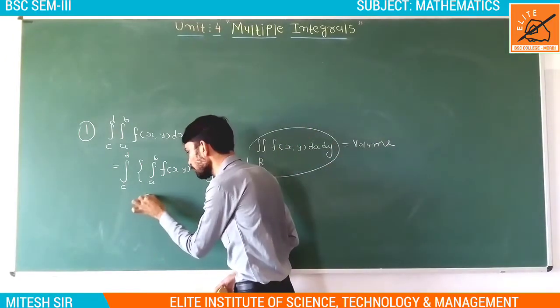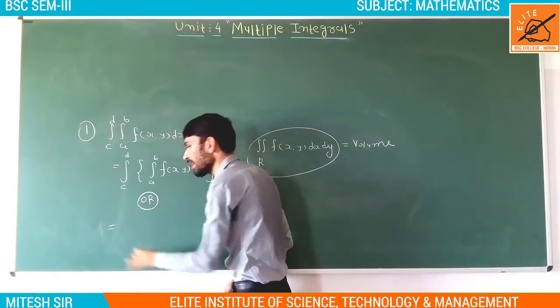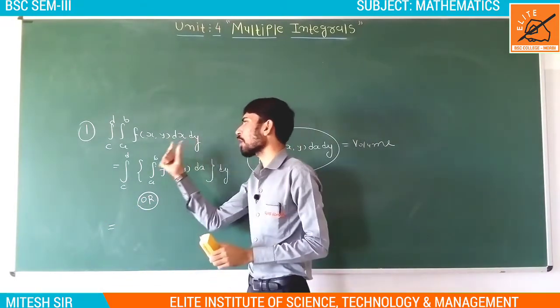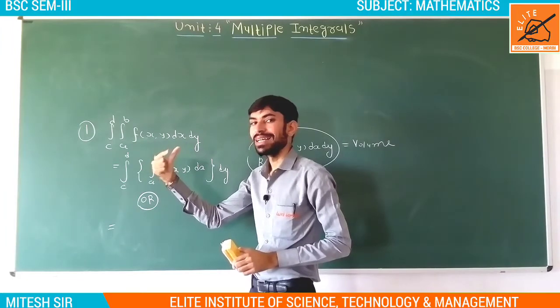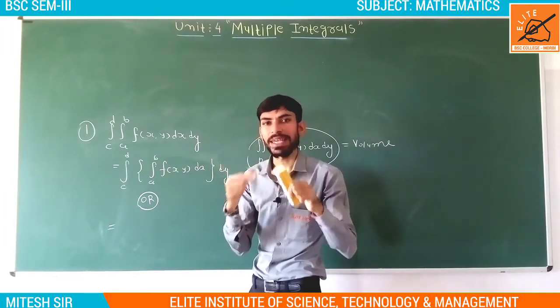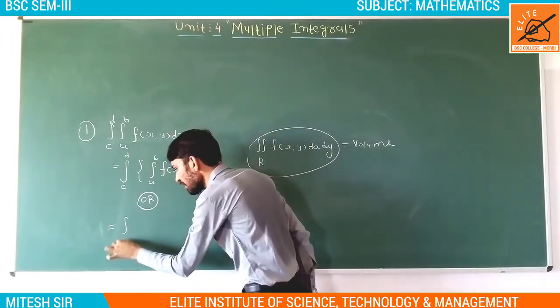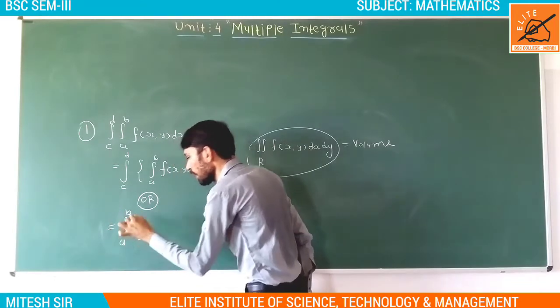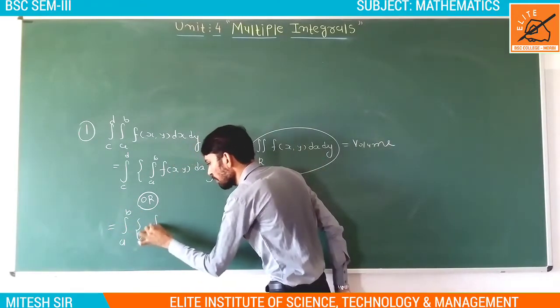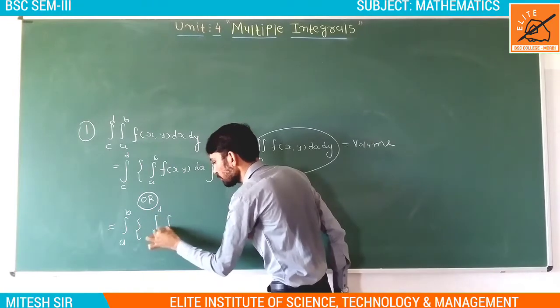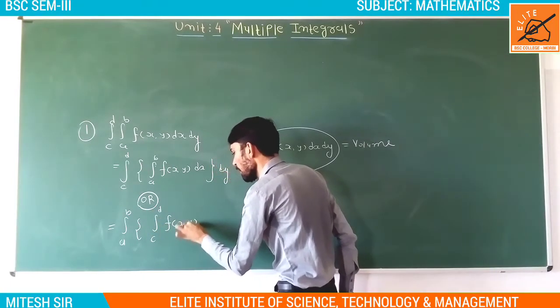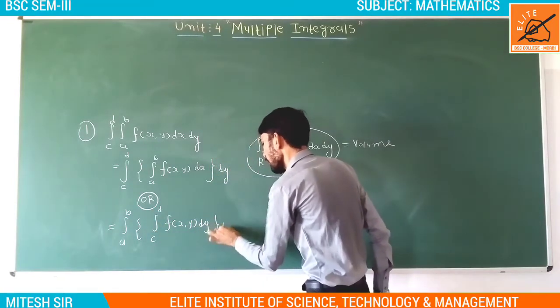So or we can calculate the double integration in this way. So integration a to b, write down outside; in a bracket, write down the limits of y, c to d, f of xy dy dx.